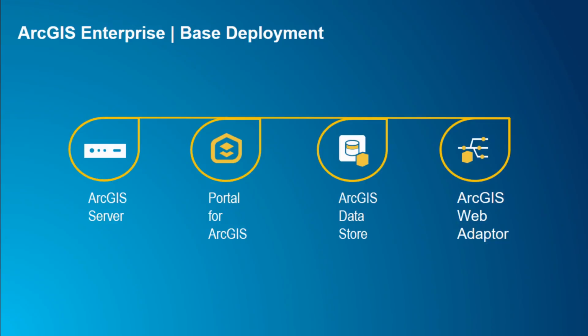Let's start with the base deployment of ArcGIS Enterprise. It consists of these 4 components. So gone are the days of standalone servers where you just install ArcGIS Server. Now many of you will say, well, but that's what I have, and that's okay. But ArcGIS Enterprise, beginning with 10.5, is fundamentally designed for the newer capabilities to come in through the base deployment and then adding additional capabilities as you need to the base deployment.